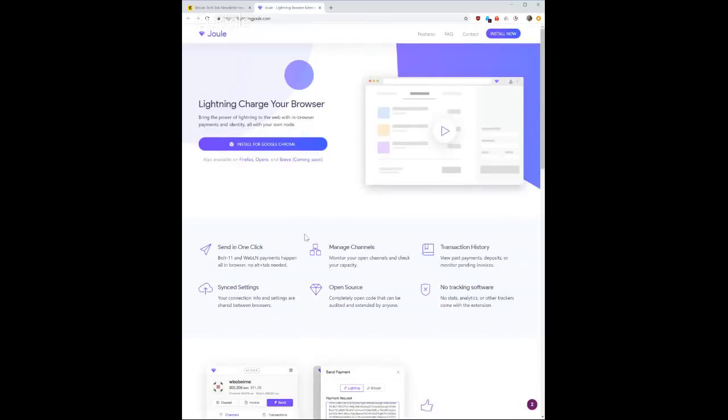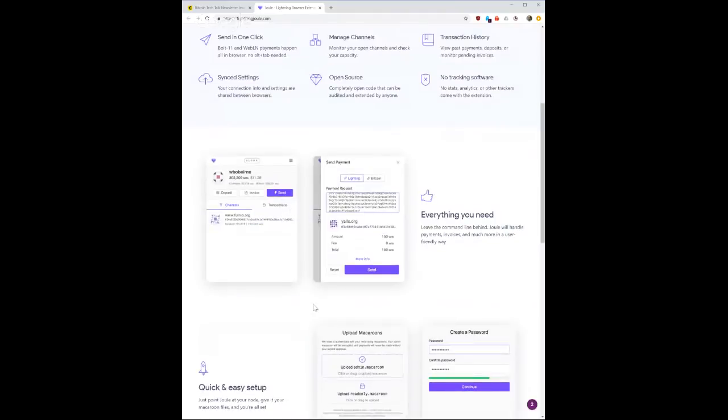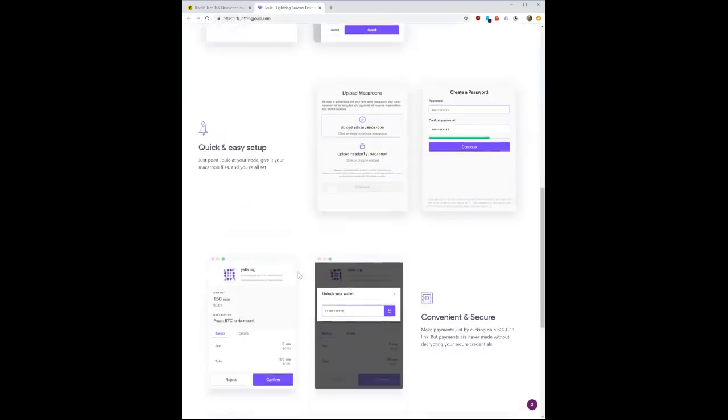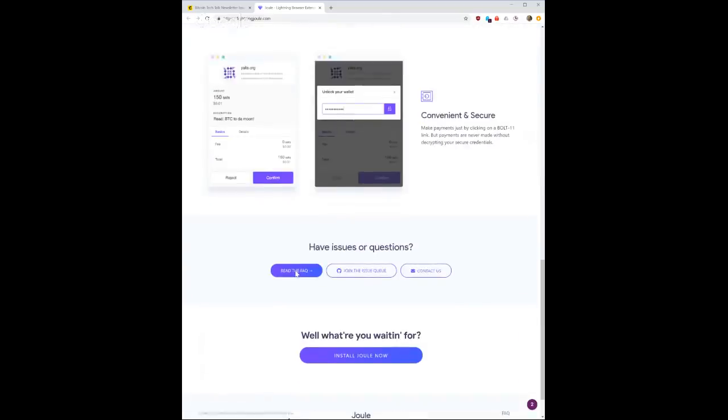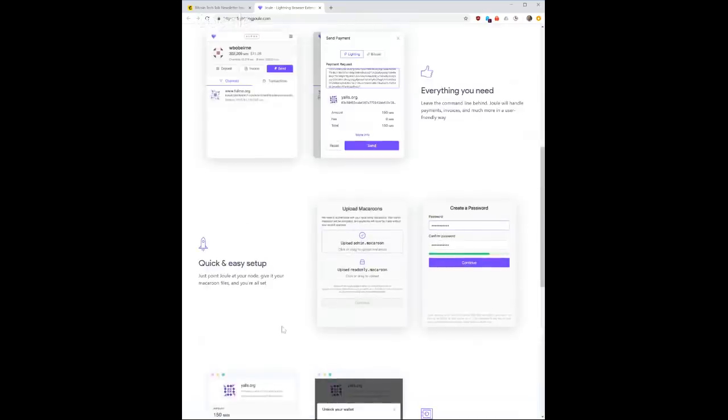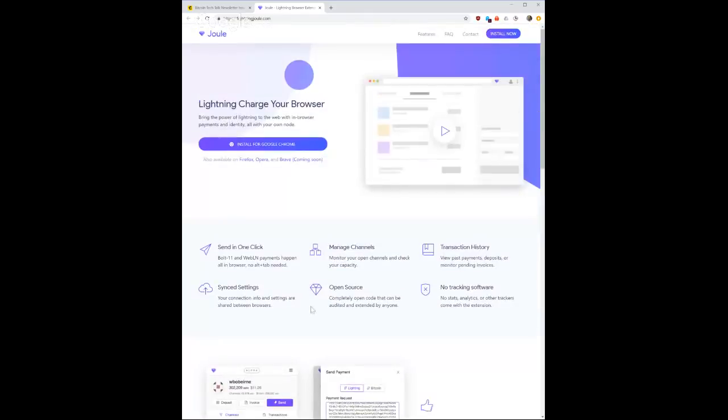All right, another one. This is a really cool project. You can have Lightning on your browser. So you can install it for Google Chrome and so on. But it has everything that you need. It's a quick and easy setup. I haven't looked into what the security properties of it are, but the fact that you can install Lightning on your browser, that's pretty awesome. And you can do that very, very quick.